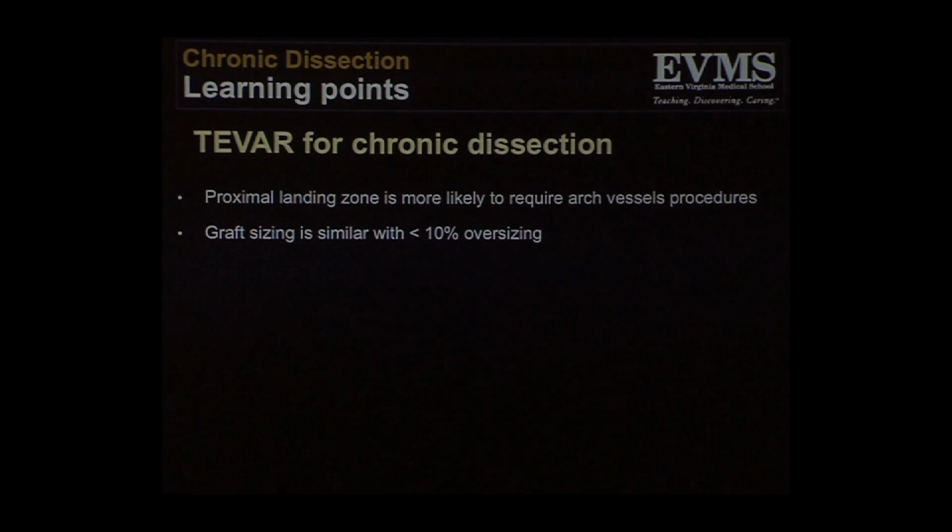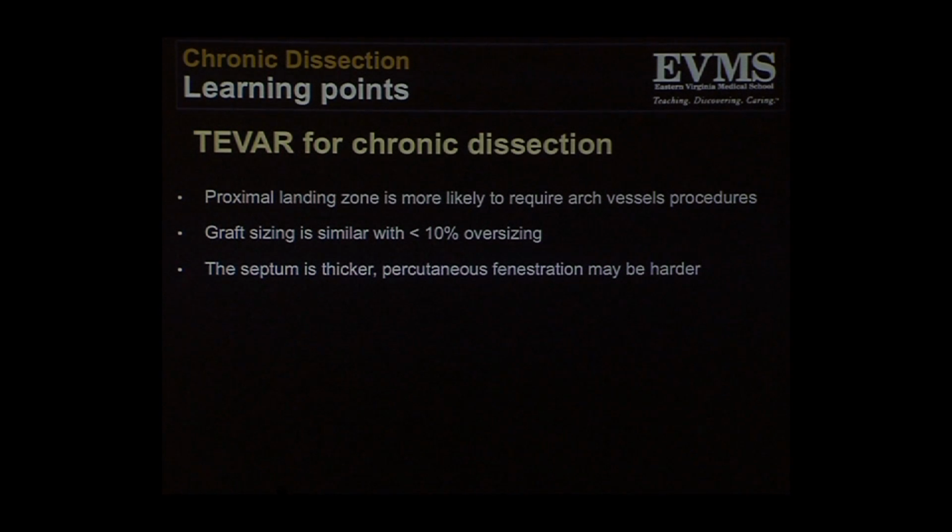In a chronic dissection, you very often will have to move the left subclavian and actually even also the left common carotid out of the way to be able to get a landing zone. Graft sizing is similar. We do not oversize for acute. We do not oversize for chronic dissection. It's one of the main risk factors for retrograde dissection.